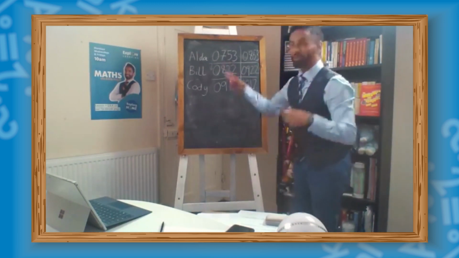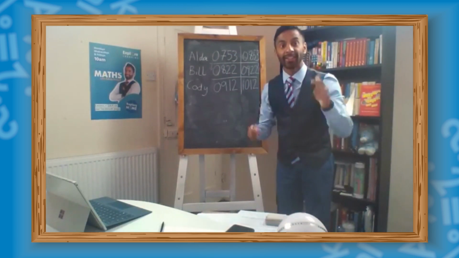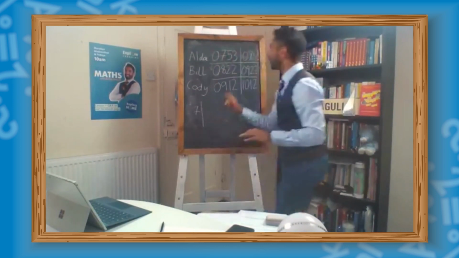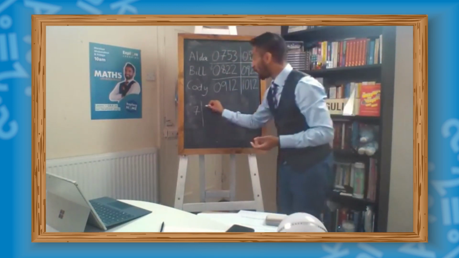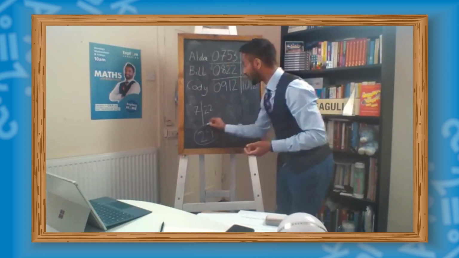Okay, let's do this. We're going to count up. 7:53 to 8 is 7 minutes. Yeah, so we've got 7 minutes there. Then 8:22 is another 22 minutes. So it's altogether a 29-minute journey.